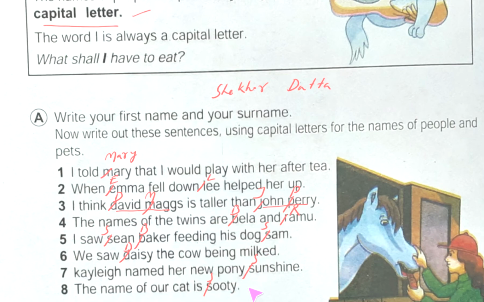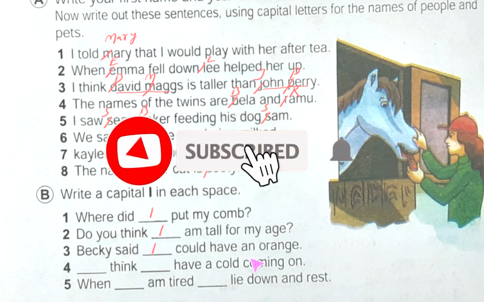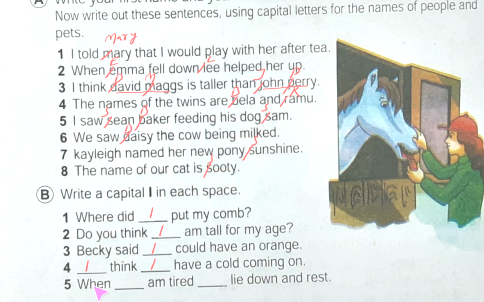Now we will try to do B number exercise. B number exercise, write a capital I in each space. You will just put I in the blanks. Where did I put my cup? Do you think I am tall for my age? Becky said I could have an orange. I think I have a cold coming on. When I am tired, I lie down and rest. So it's really easy.